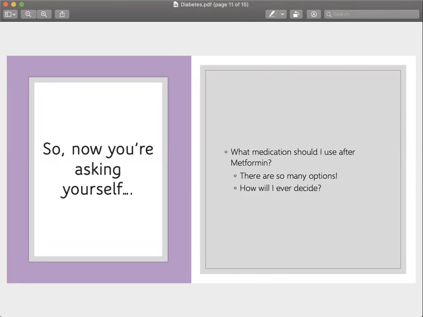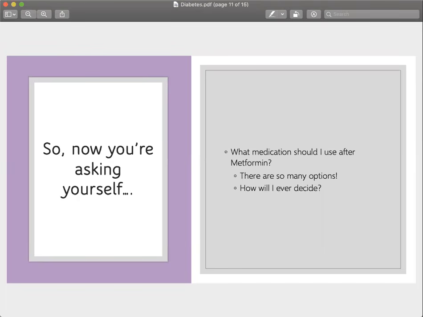If they're elderly, maybe we want to avoid the sulfonylureas due to the hypoglycemia risk, right? Because if they're hypoglycemic, they're more likely to fall. If we have a patient with heart failure, then we know we don't want to use those TZDs. And so it just kind of goes like that.